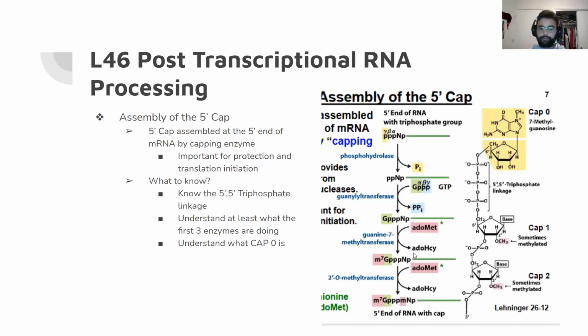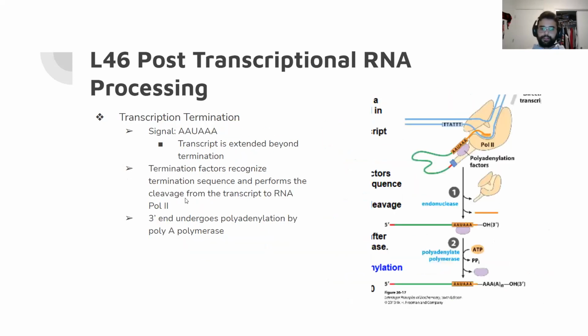So I know that this is a horrible looking graph, but what I would know for this exam is that it's a 5' to 5' triphosphate linkage. So there are 3 phosphates between the cap 0 and cap 1. Understand what at least the first 3 enzymes do, and understand what cap 0 means. Cap 0 just means that it's essentially a 5' cap. It's our 7-methyl guanosine. So our 5' cap is made, right?